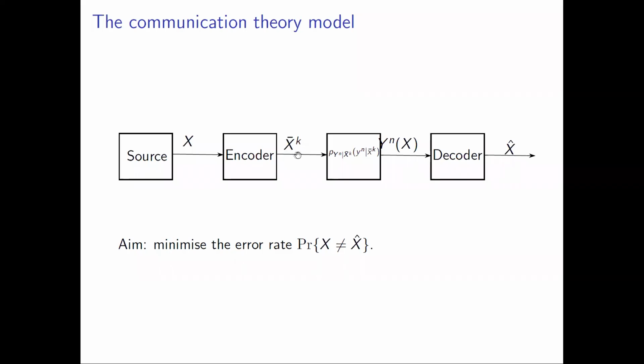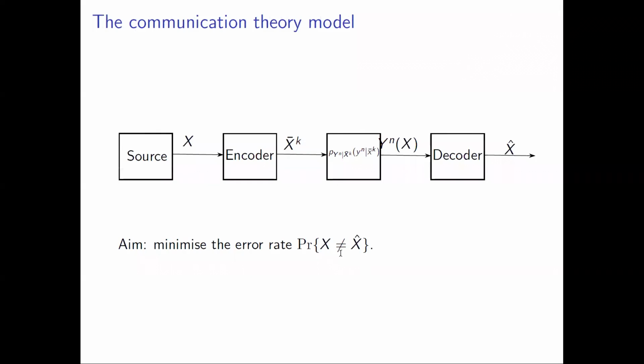In this case, I denote by x bar of k, so it's with length k. Then this vector goes through a channel modeled by this conditional distribution. At the output, there's another vector, yn of x, and there's a decoder. The decoder looks at yn and wants to detect what x is, and outputs x hat. The aim is to minimize the error rate, similar to the classification problem.